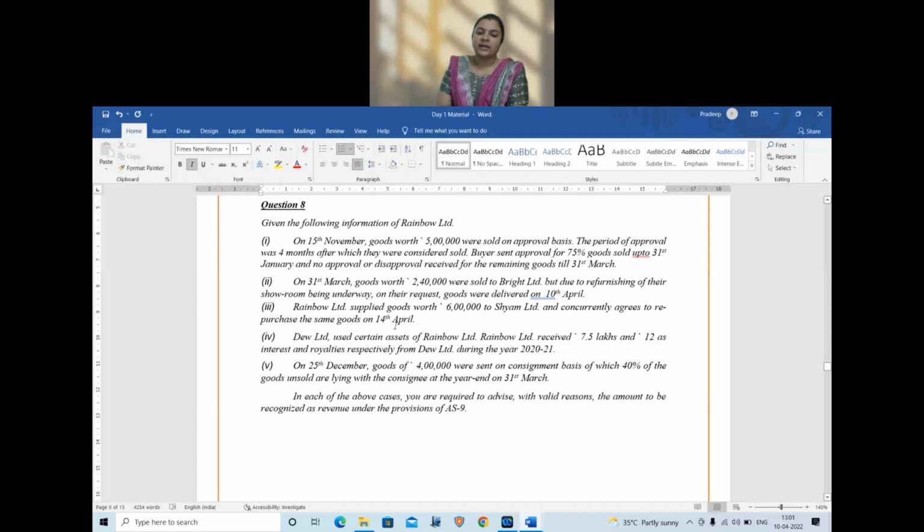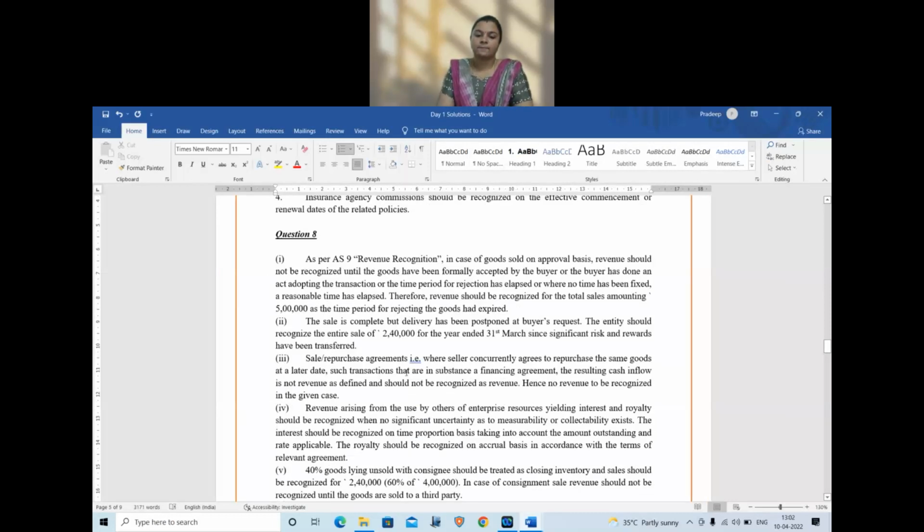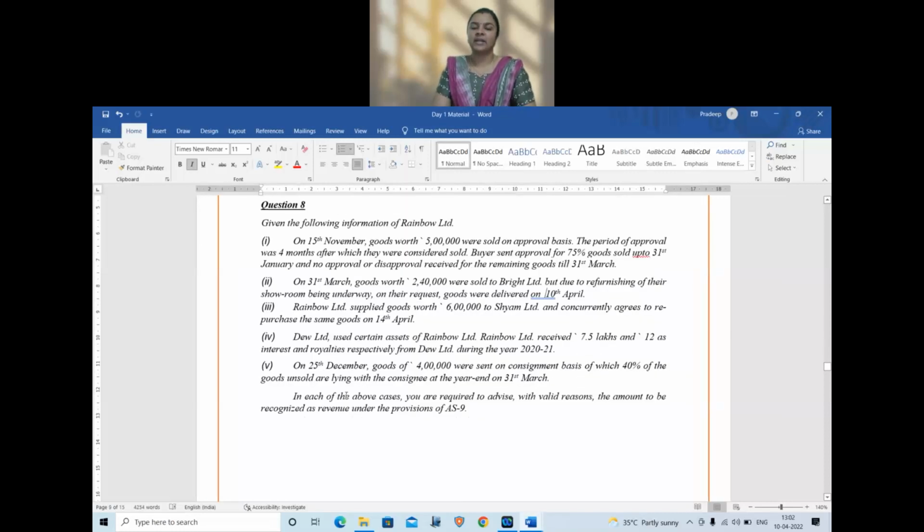Third, Rainbow Limited supplied goods worth 6 lakhs to Shyam Limited and concurrently agrees to repurchase the same. A repurchase agreement amounts to a financing agreement and hence does not come under the purview of AS 9. Sale and repurchase agreements where the seller concurrently agrees to repurchase the goods at a later date are in substance a financing agreement, and hence the cash flow shall not be recognized as revenue in the given case as per AS 9, because the question is as per AS 9 only.